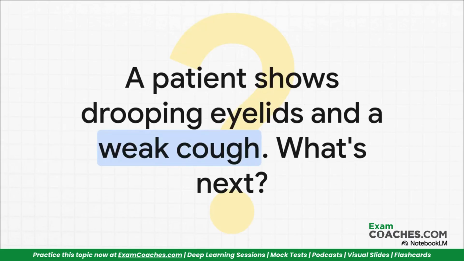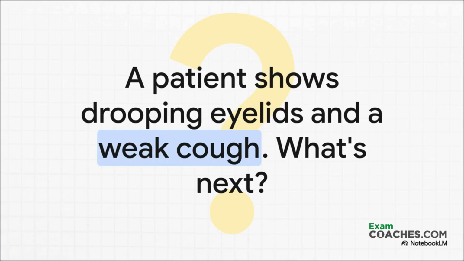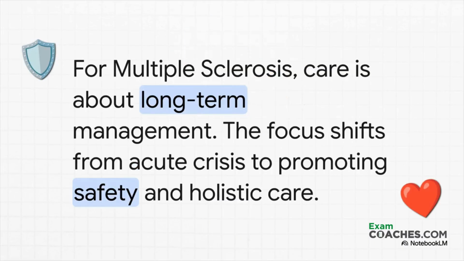So you get a question just like this one. You see the drooping eyelids, the ptosis, and you hear that weak cough. So what's the immediate danger here? It's all about the airway, right? This question is designed to make you prioritize that respiratory assessment above everything else. Okay, so that was all about an acute situation.